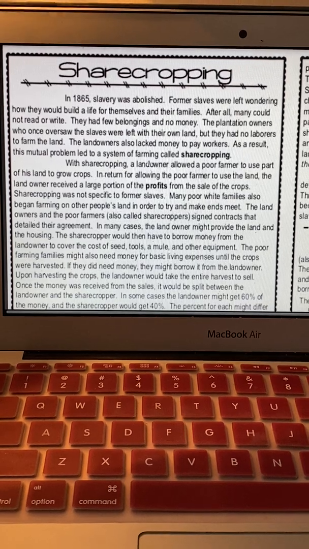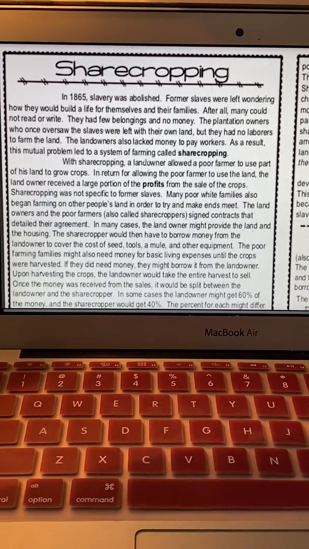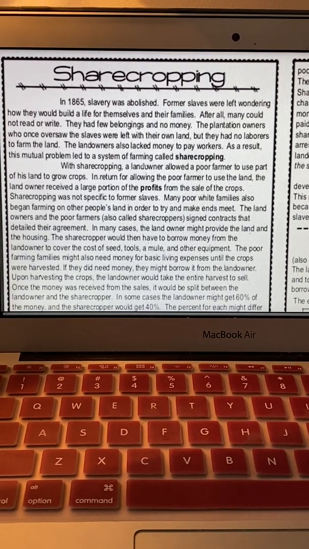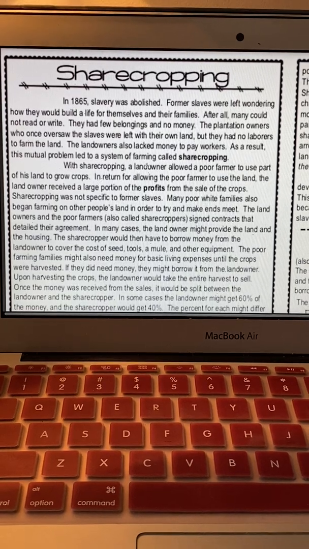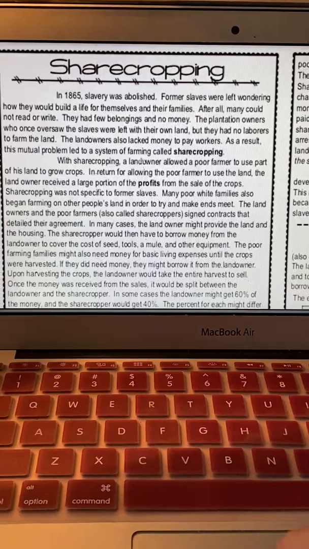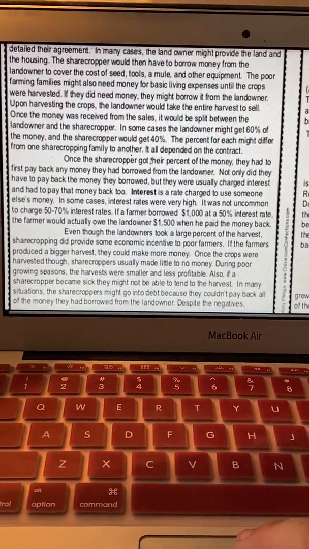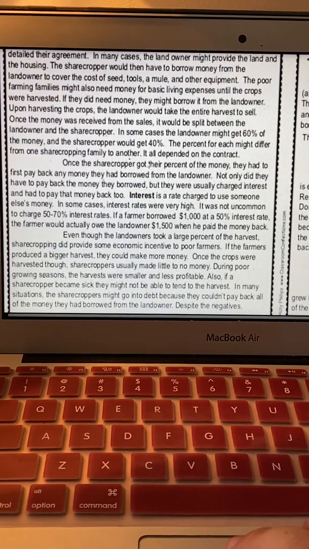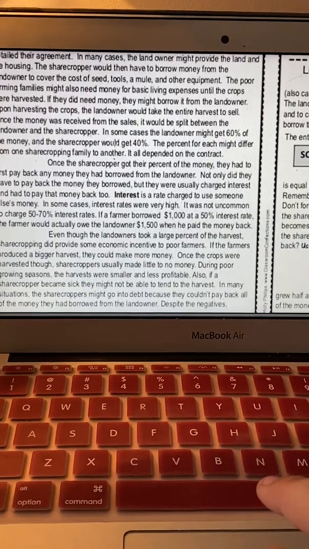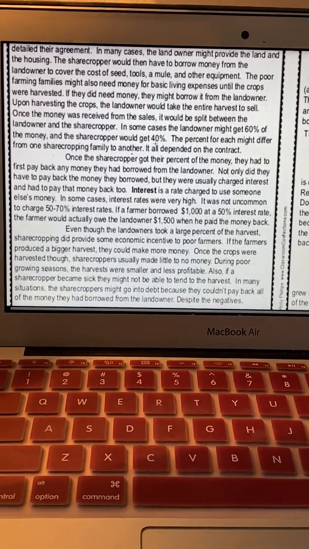Upon harvesting the crops, the landowner would take the entire harvest to sell. Once the money was received from the sales, it would be split between the landowner and the sharecropper. In some cases, the landowner might get 60% of the money and the sharecropper would get 40%. The percent for each might differ from one sharecropping family to another. It all depended on the contract. So not all sharecroppers got 60 or 40%. It depended on each sharecropper and each landowner and what they agreed.